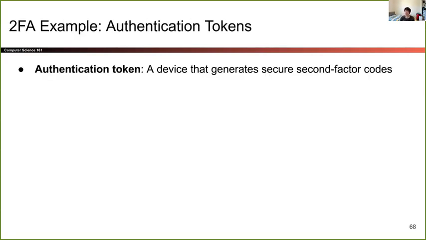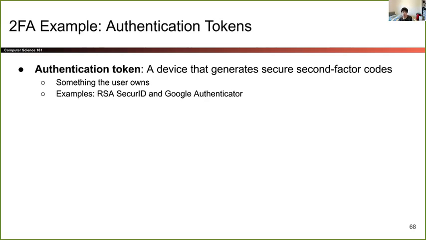Another example of 2FA would be something called an authentication token. I think this is what most schemes use. If you have some QR code that you need to scan onto your phone, and then that phone generates 6-digit codes, this is that authentication token scheme. So in this case, it's something that the user owns because that code sits on your device and you can't possibly memorize a 256-bit symmetric key. So it has to sit on your phone. If you have RSA SecurID or Google Authenticator, this is an example of that.